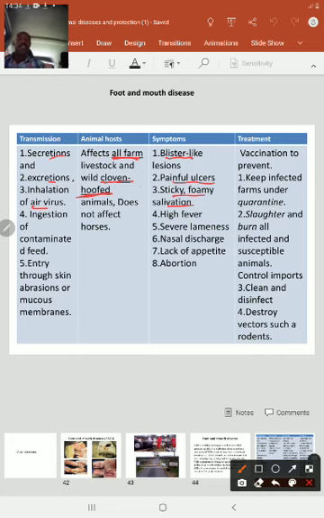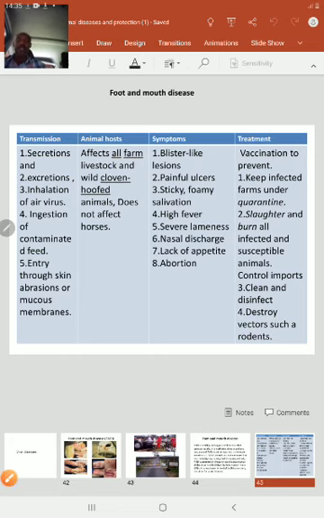How do you treat? First of all, you need to prevent by vaccination, and you quarantine. That is, you keep the infected farm under quarantine so that nobody comes in or out, or animals come in or out. Slaughter or ban all the infected animals. Control the imports. Clean and disinfect, sanitize. Destroy all the carriers, the vectors such as rodents.